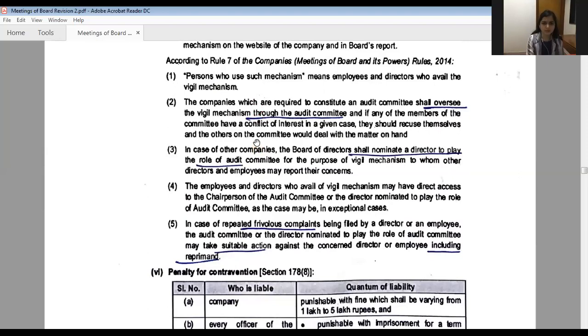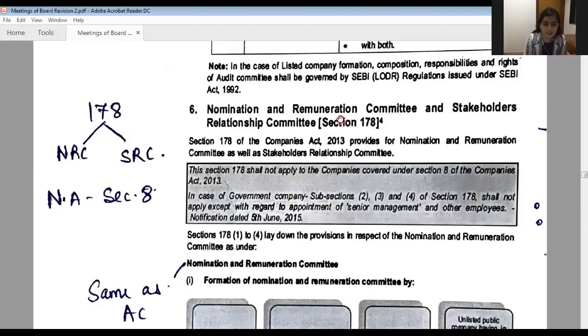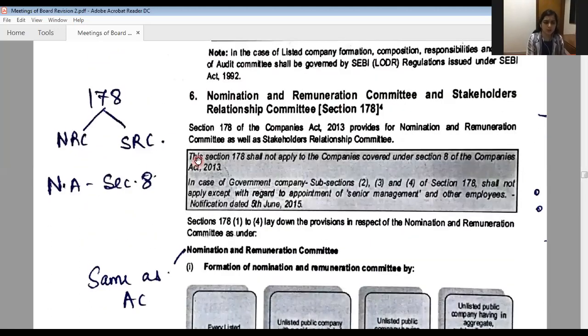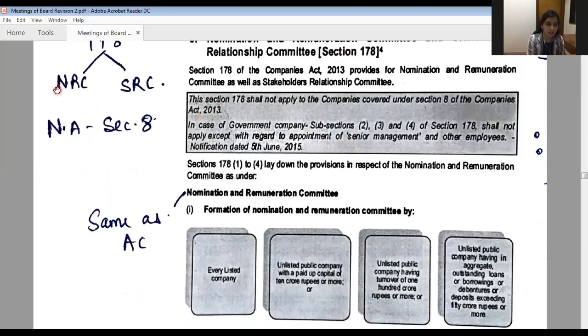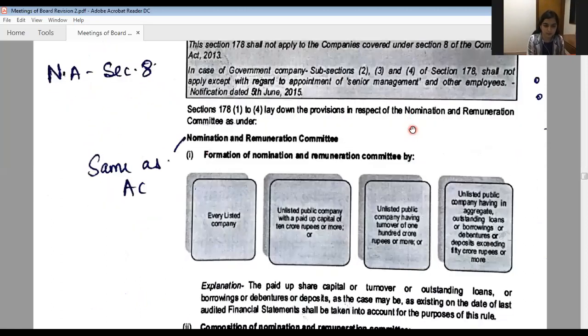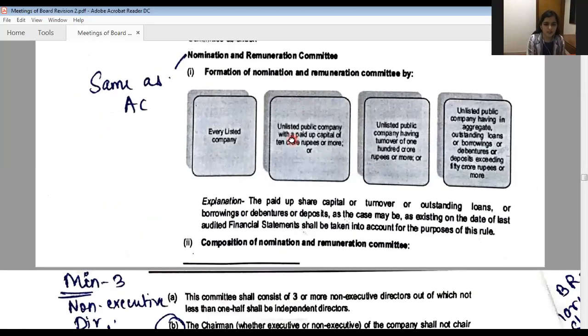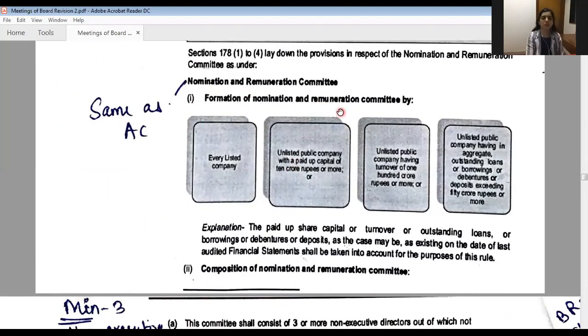Now, we'll see next is section 178, which contains the provisions related to the nomination and remuneration committee and the stakeholders relationship committee. Now we'll see two committees in section 178, that is, the nomination and remuneration committee and the stakeholders relationship committee. This section is not applicable to section 8 companies. Now the next is nomination and remuneration committee formation. The limits are the same as the audit committee, that is, every listed company and every other public company fulfilling the stated criteria.